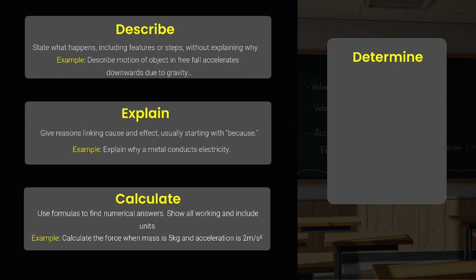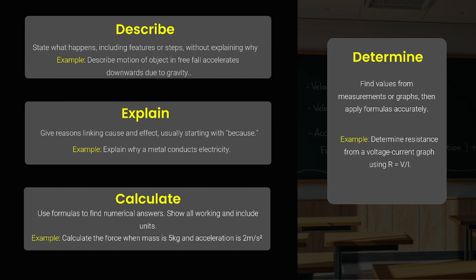The next word is determine. This is like calculate, but it might also mean using a graph or doing measurements. For example, determine the resistance from the graph. Find the value from the axis, apply R equals V divided by I. Be precise, especially with scale readings.